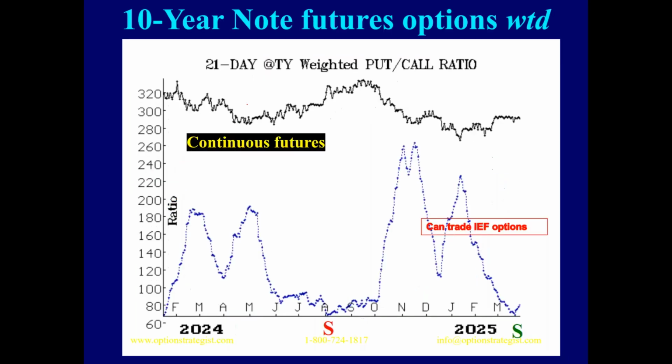You can do this with futures options too. Like this put call ratio right here. This is not a current chart, but I'm just using that as an example. That put call ratio right there is drawn using the options on the 10-year Treasury futures that trade on the Board of Trade. But you don't have to trade those futures. You can trade an ETF that simulates those futures. In this case, IEF would be one. But not every single futures contract has such a simulation.